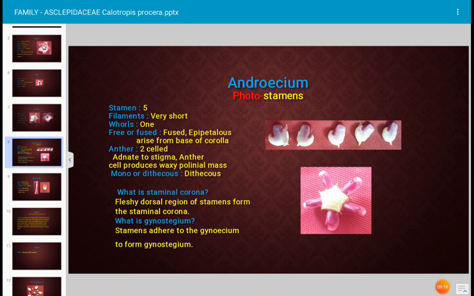And the anthers are 2-celled. They are very large in size, adnate to the stigma, very closely associated with the stigma. It is shown in the following photograph on the right side. Anther cells produce a waxy pollinial mass, and the stamens are dithecous. Di means 2. What is staminal corona? Staminal corona occurs here. The fleshy dorsal region of the stamens forms the staminal corona. Okay. And what is gynostegium? Stamens adhere to the gynoecium to form the gynostegium. Okay. As shown in the photograph. Next.